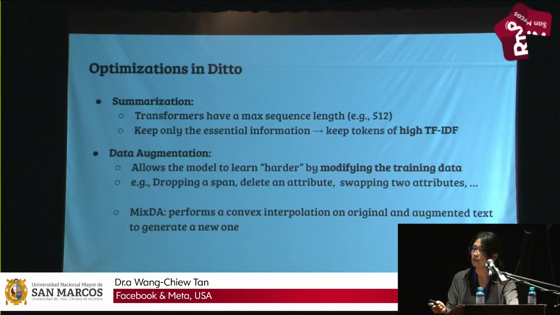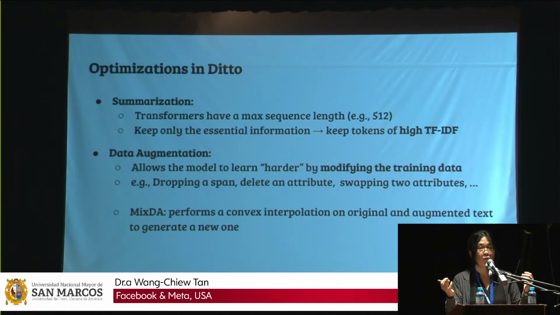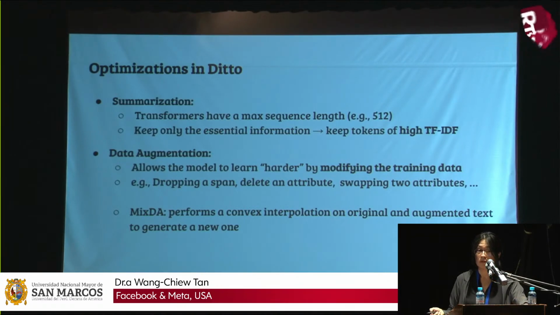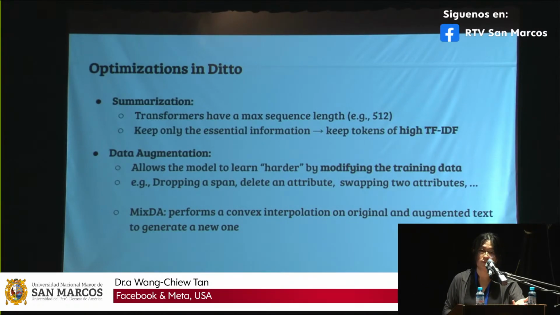to getting training data. So one is, for example, we want to tell the model that the order of the attributes does not matter. Right? So for that, we just swap the order of the attributes to get more training data. And by doing so, we are also forcing the model to learn harder on what matters in entity matching. In this case, the order of attributes doesn't matter.